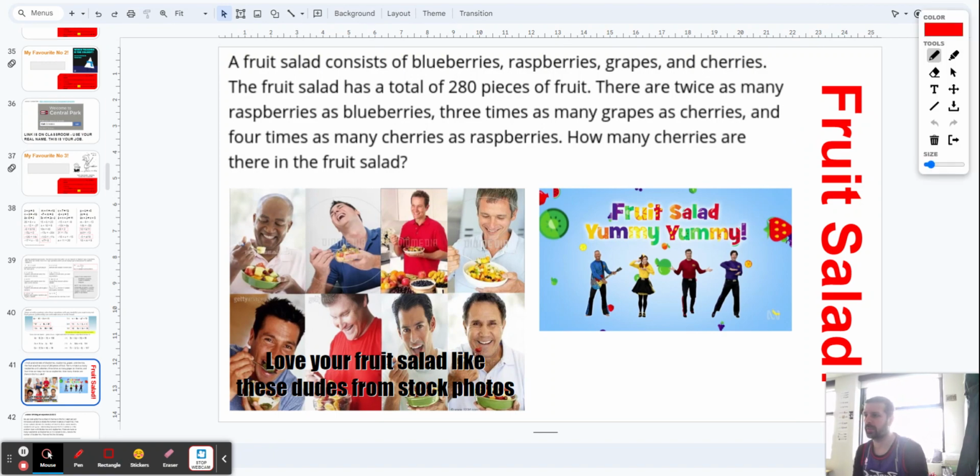It's even worse on the screen than it is in real life. Let's go with like a nice blue here. Okay, so we got blueberries, raspberries, grapes, and cherries, okay? And a total 280. So it's gonna be like, blueberries plus raspberries plus grapes plus cherries equals 280. That's definitely gonna be sort of the end game, right? But now here's the clues, is that there's twice as many raspberries as blueberries, 3 times as many grapes as cherries, et cetera, et cetera.